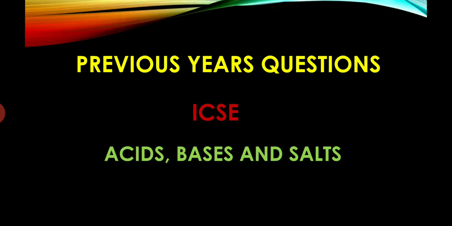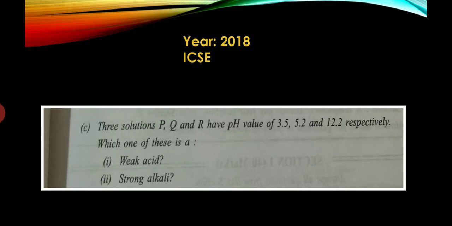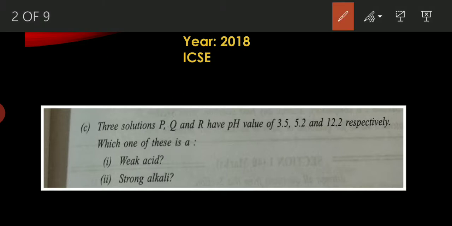Now the first question is of the year 2018. See the question. It states that the three solutions P, Q and R have pH values of 3.5, 5.2 and 12.2 respectively. And the question is, which one of these is a weak acid and a strong alkali? Now you can just pause the video here and try yourself to do this question. Let's move to the solution.